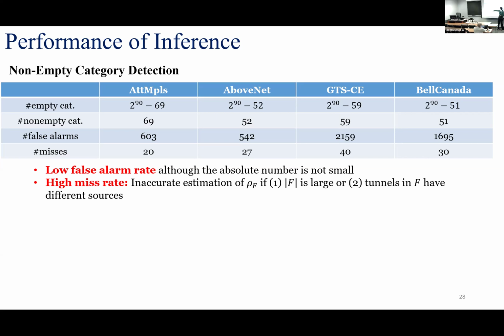And in terms of the number of false alarms and misses, false alarm means you detect an empty category as non-empty. Miss means that you detect a non-empty category as empty, right? We see that in terms of number of false alarms, we intentionally make it big by lowering the threshold on the category weights. But the false alarm rate is very, very low because you have a huge number of empty categories. But in terms of number of misses, we can see that you can miss a substantial subset of the real non-empty categories. That looks bad.